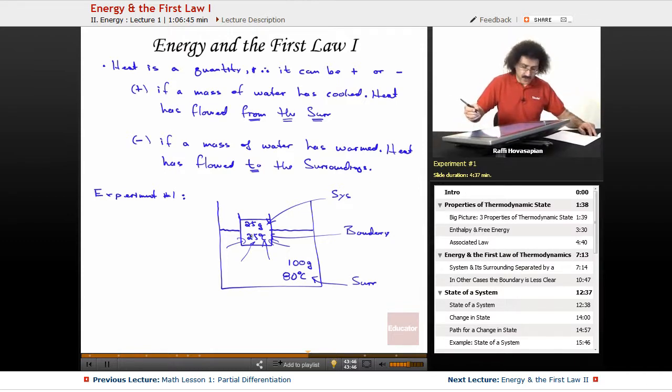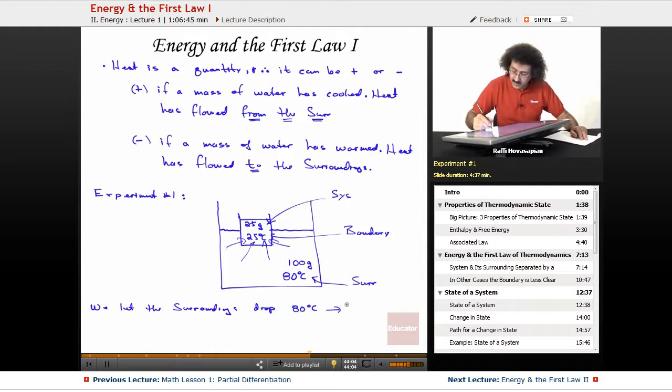Now, here's what we do. We wait, a little bit of heat flows, and we let the surroundings drop from 80 degrees Celsius to 79 degrees Celsius. So we let it drop by 1 degree, and then we take out the small beaker.